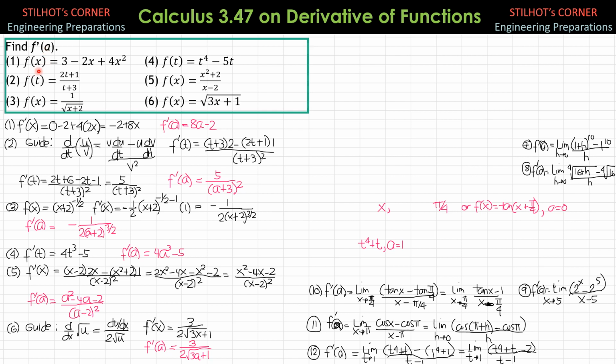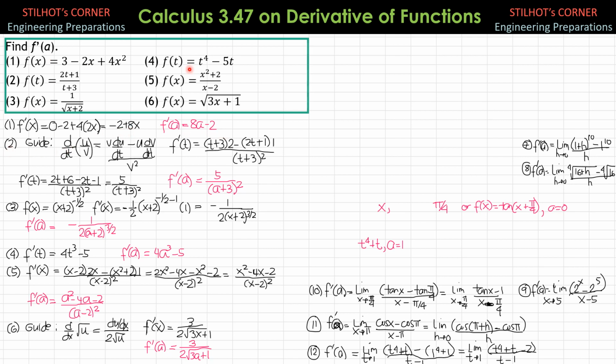So if f of x is 3 minus 2x plus 4x squared, then the derivative of 3 is 0, f prime of x 0. Derivative of negative 2x is negative 2, then 4 times x squared, derivative of x squared, 2x. Simplifying, that's negative 2 plus 8x. Because we are going to evaluate f prime of a, so x is a, so therefore f prime of a is 8a minus 2.